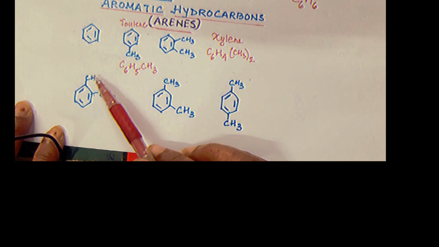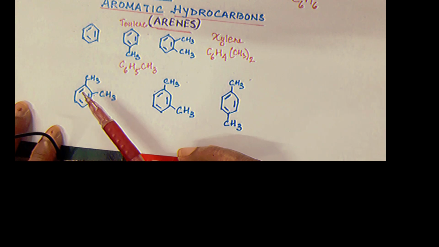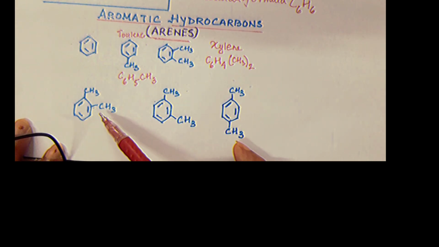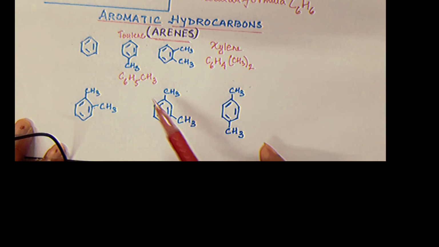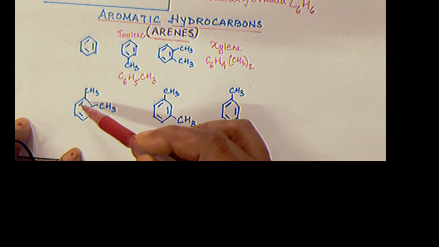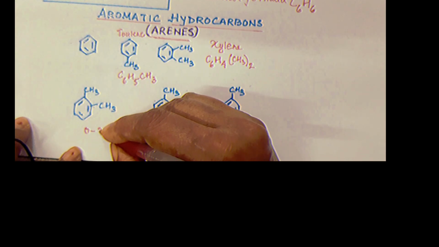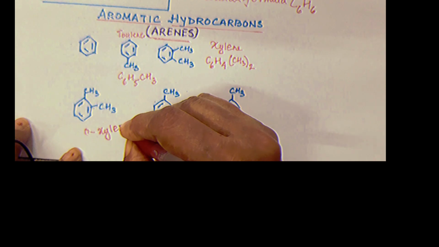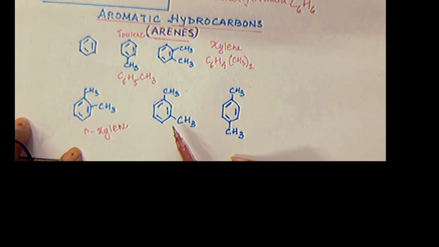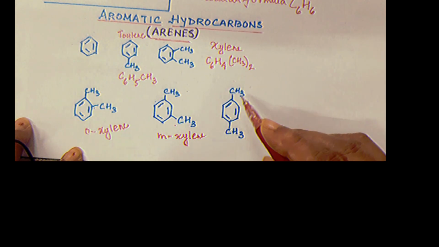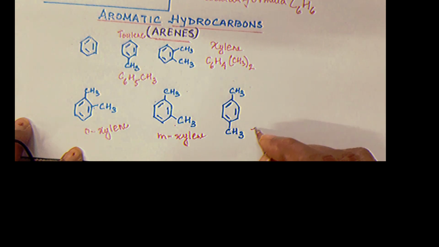Okay. Now, here you see, I have drawn the xylene in 3 different forms. The same, 2 CH3 and the rest C and H. That is, all these 3 have the same molecular formula, C6H4(CH3) whole twice. Yes, but this xylene is called orthoxylene, o-xylene. This is called metaxylene, that is m-xylene. And this is called paraxylene, which is p-xylene.